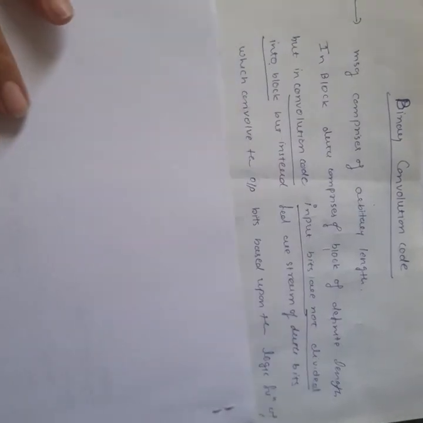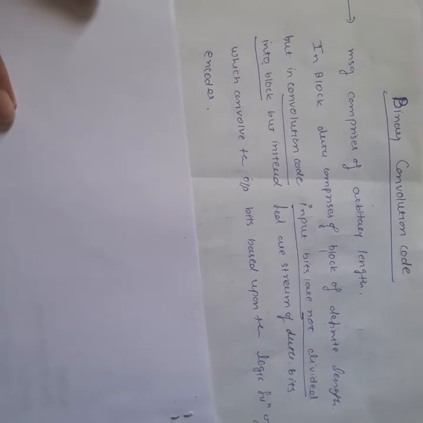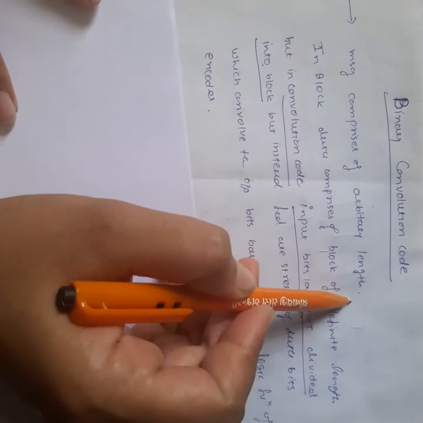Dear students, today we are going to continue with one of the error correcting codes, and that is the binary convolution code. So let us see how binary convolution code works. Here in binary convolution code, first of all I would like to say that it is a non-block code. Here the message comprises of any arbitrary length. It is not fixed over here.